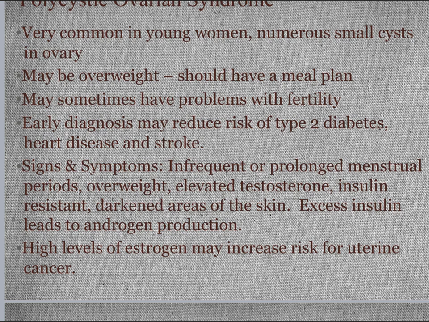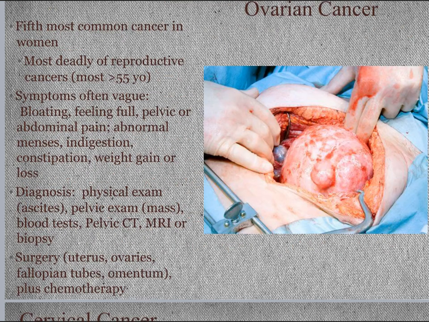High levels of estrogen may increase risk for uterine cancer as well. Next is ovarian cancer, one of the deadliest cancers for females. And the reason why is because it typically goes undiagnosed because the symptoms are things like lower back pain, symptoms that people experience throughout their entire life and don't typically associate with ovarian cancer. It is the most deadly of reproductive cancers. Most cases are for females 55 and older.